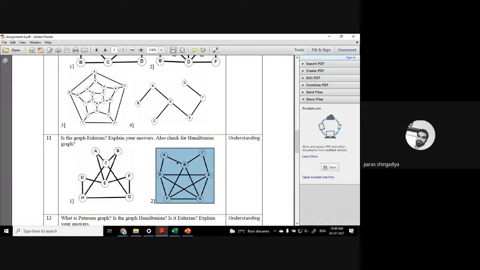And now, sorry, is it a Hamiltonian graph? Will this graph be Hamiltonian? Is it difficult to verify? Yeah. Can you hear?